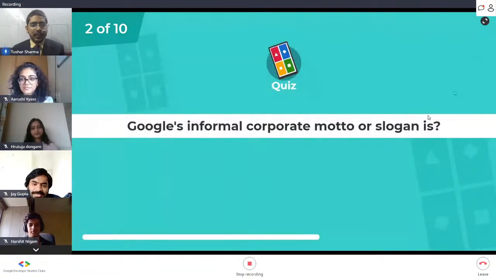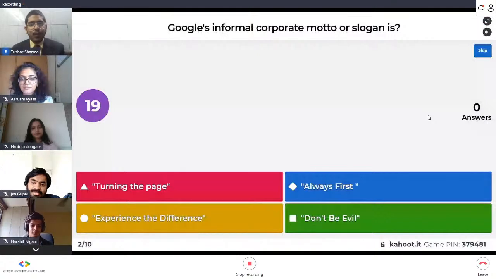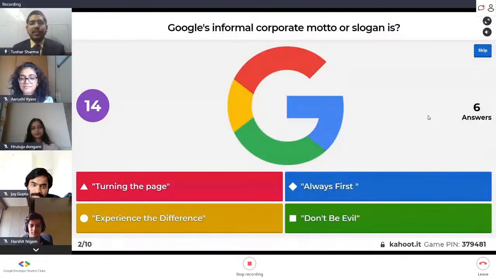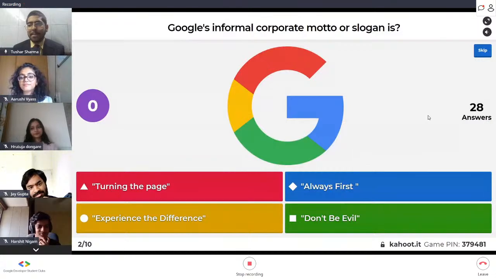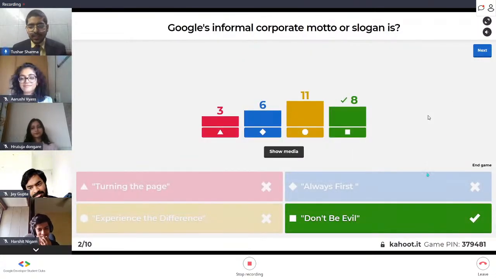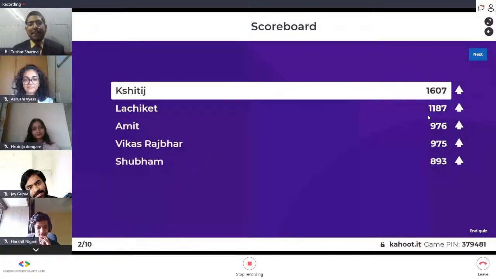Now, moving on to the next question. Google's informal corporate motto or slogan. This is a bit difficult, so let's see. We have 19 answers, 25. Come on, guys, 5 seconds left. Okay, the right ones are ours. So don't be evil. Now let's see those who have given the right answers. Okay, we have Kshitij on the first position. Then we have Lachiket and Amit. Good job, guys. Keep it up.